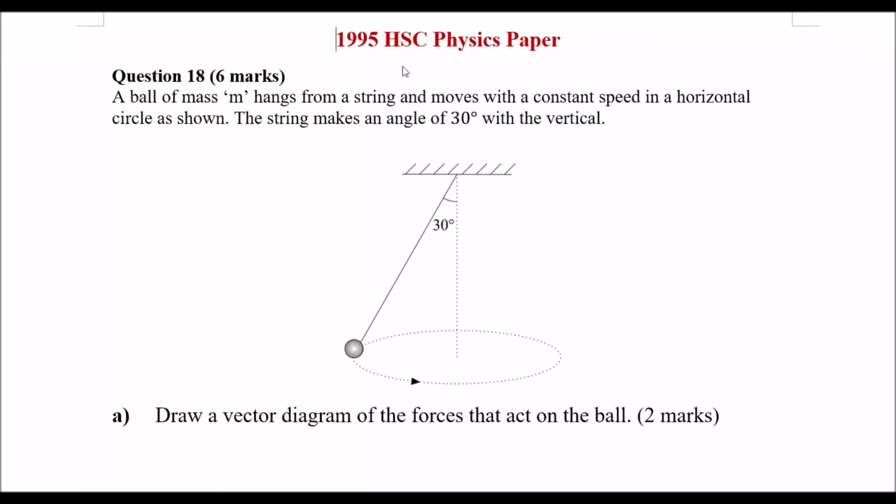Today we'll be covering the 1995 HSC Physics paper. This is to cover Module 5, Inquiry Question 2, Circular Motion. This is question 18, worth 6 marks. Now you might have seen me upload this video before. I'm just redoing this one again because there was a slight error in one of the questions, so I'll rectify my mistakes here.